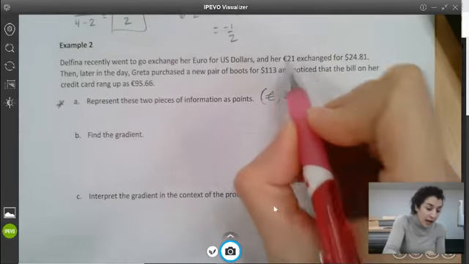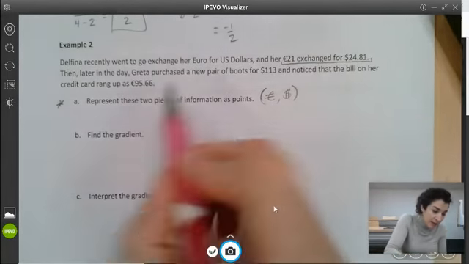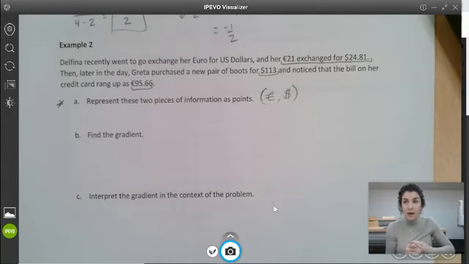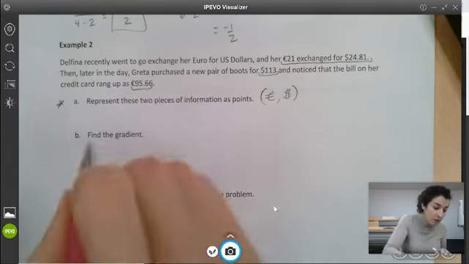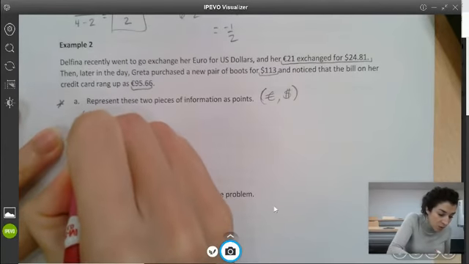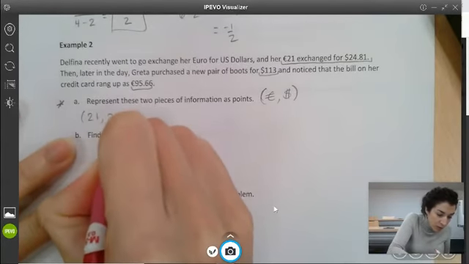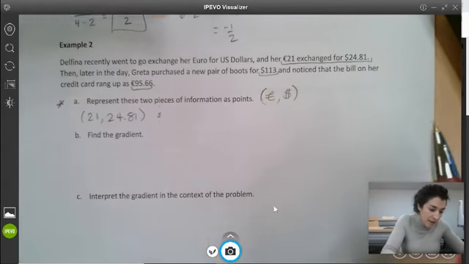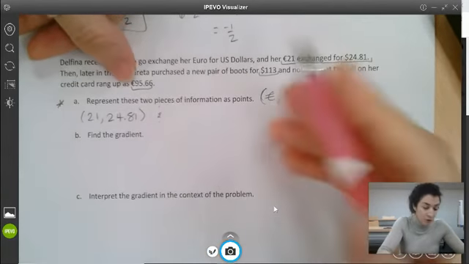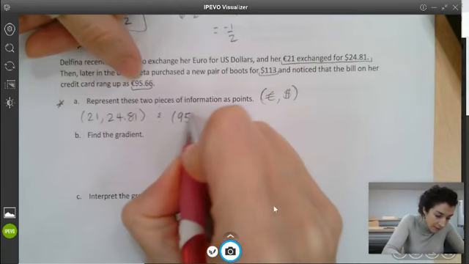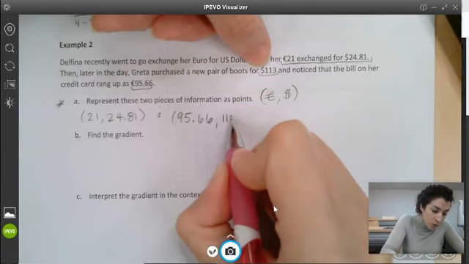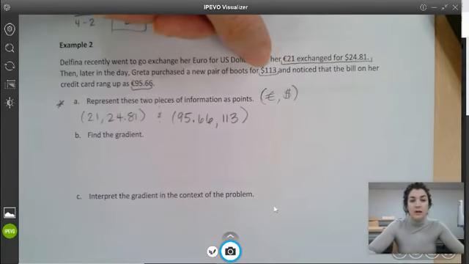So this is a pairing of numbers, and 113 to 95.66 is a pairing of two numbers. My first point is going to be 21 euro goes to $24.81. And then I just need to make sure that I'm consistent, that my euro goes first. 95.66 euro is paired with $113.